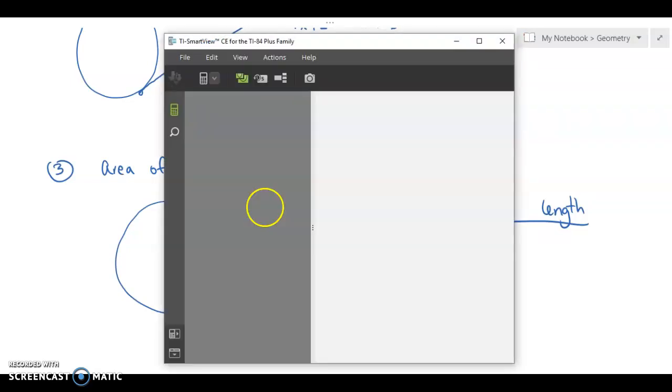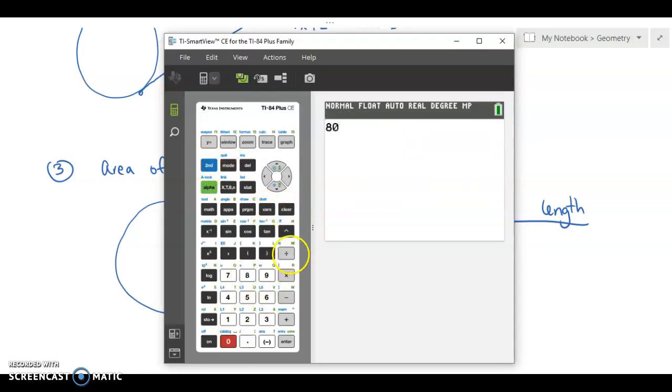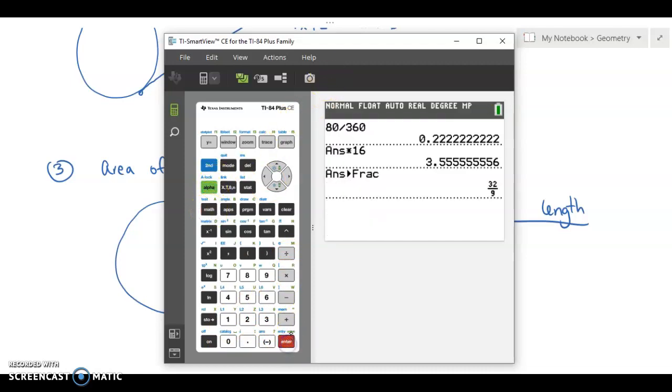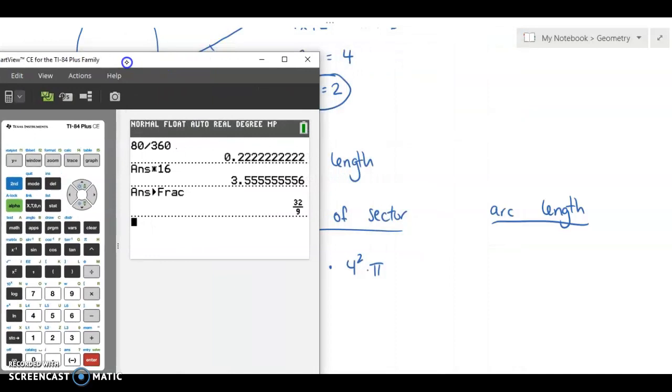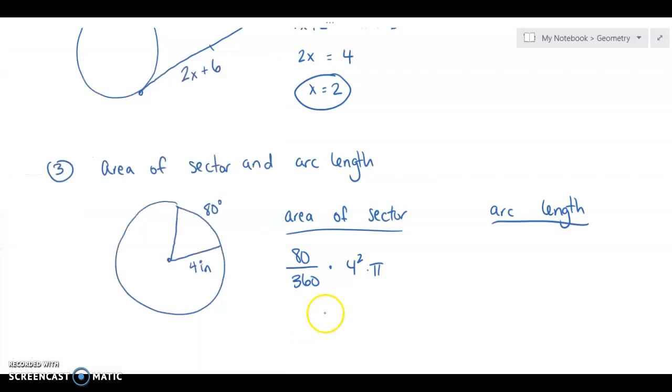So let's do that on here. So we've got 80 divided by 360, and then we're going to multiply it by 16. All right, and we can do math bracket. You're going to get 32 over 9. All right. And so we're going to get 32 over 9 pi, and since it's area, it'll be square units, square inches.